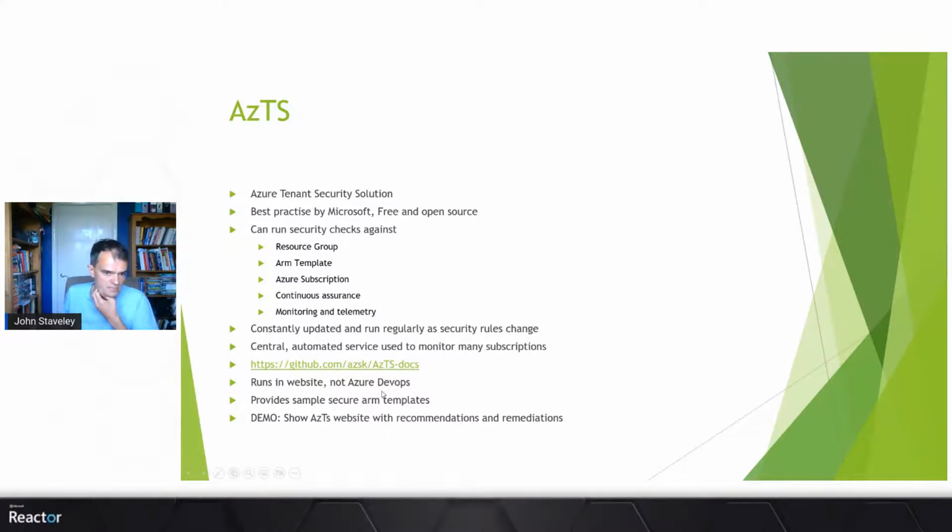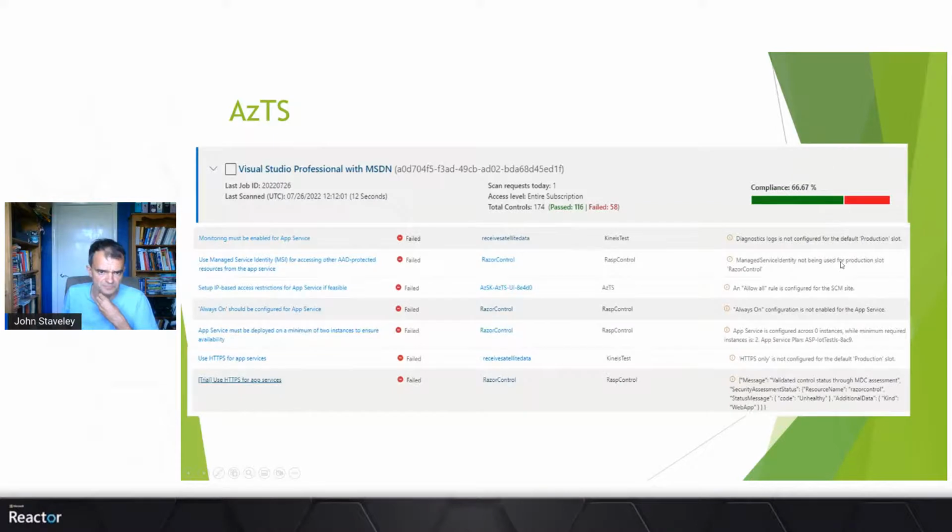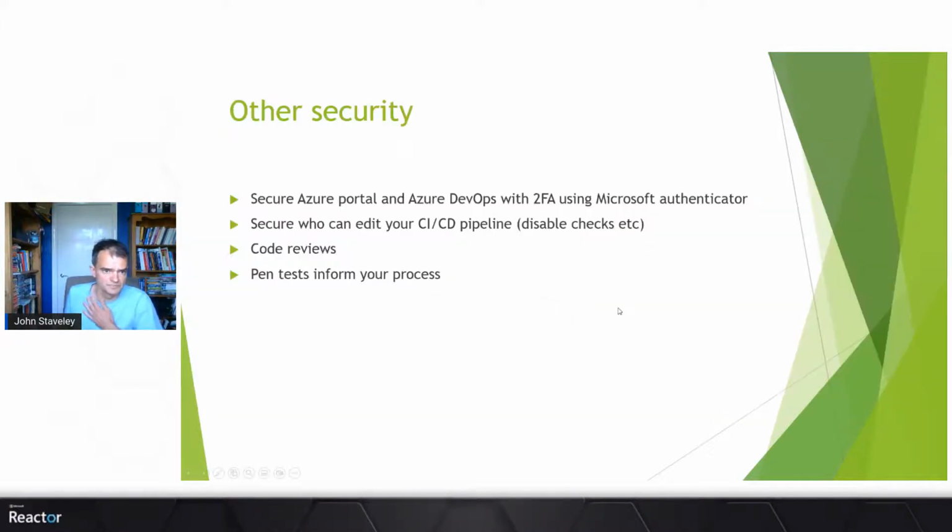It does provide some sample secure ARM templates with those settings. This is what it looks like. So it comes up with feedback like monitoring must be enabled, always on should be configured for app service for availability. HTTPS has not been enforced for this project here. All the kind of same rules that AZSK provided.